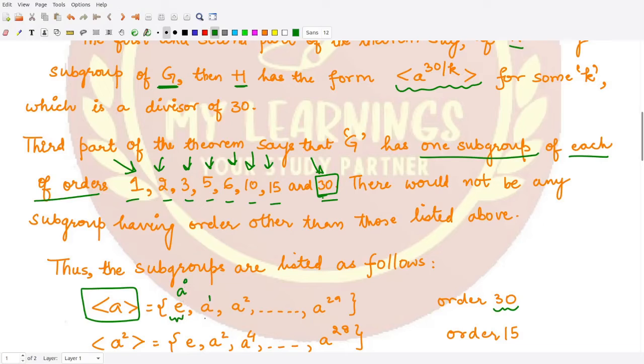Next element is A raised to power 1, then next is A raised to power 2 and so on. How do we obtain all of them? We just keep on multiplying A and we have all the elements, right? Because here A is the generator. For the next element, we would multiply it 5 times and so on. So we will have all the elements and its order would be 30 because there are in total 30 elements.